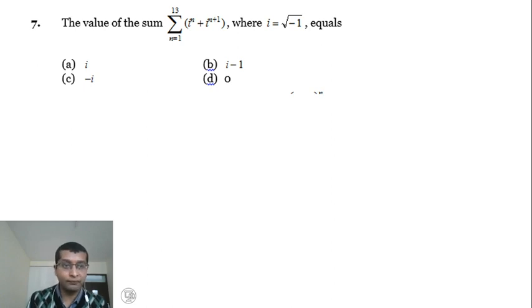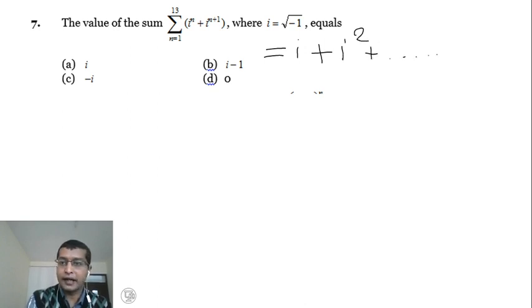So we'll move to our next example. The value of the summation n takes the value from 1 to 13 of the expression i raised to n plus i raised to n plus 1, where i equal to the square root of minus 1, is equal to. Okay, so first we'll expand this. So I take the value of n equal to 1. First I expand the first term and then I am going to expand the second term. So I take n equal to 1, I get i, next i square, and so on, like that. So we get the last term i raised to 13.